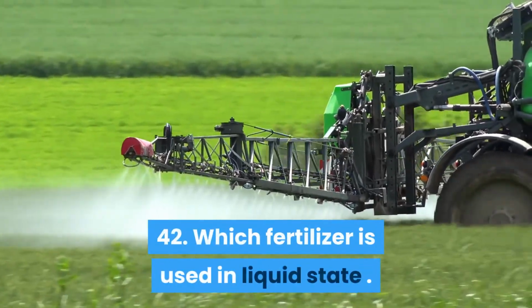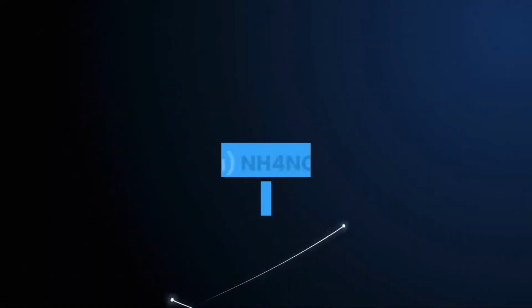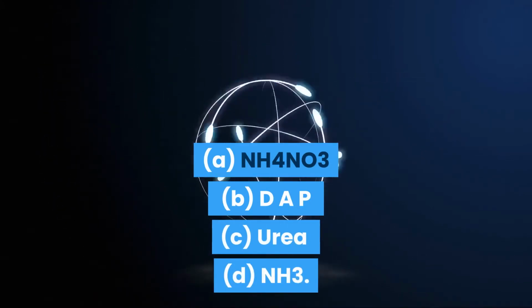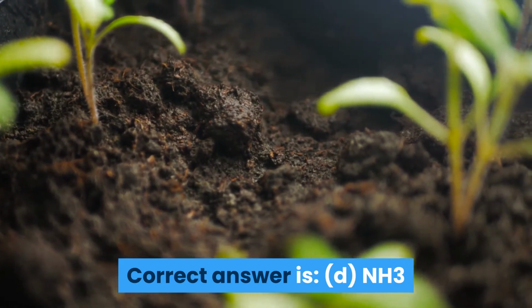42. Which fertilizer is used in liquid state? A. NH4NO3, B. DAP, C. Urea, D. NH3. Correct answer is D. NH3.